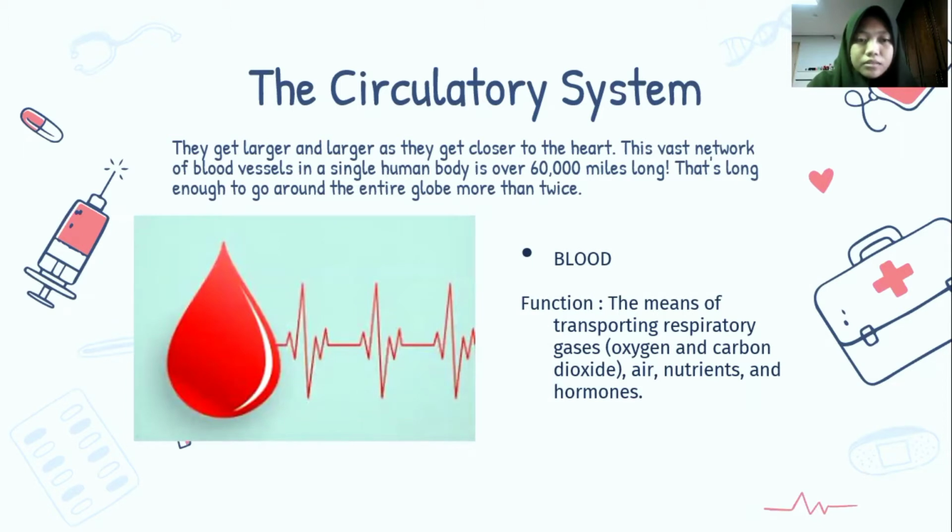Blood is composed of red blood cells, erythrocytes, white blood cells, leukocytes, and platelets, thrombocytes. These three types of blood cells are suspended in a liquid called plasma. The function of the blood is the means of transporting respiratory gases, including oxygen and carbon dioxide, nutrients, and hormones.